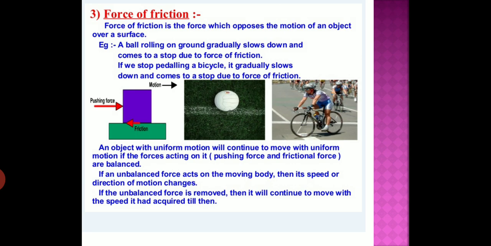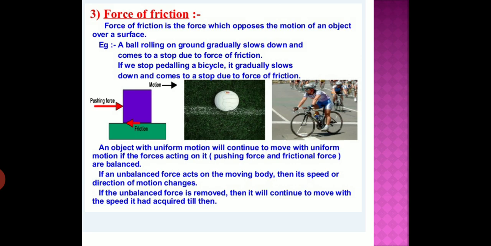Where is this friction? Between the bottom of the box and the rough surface of the floor. You can see this picture. Understand? So the friction force is opposite to the pushing force. The pushing force is balanced, and therefore the box does not move. Even if you push the box harder, the box still does not move, because the frictional force still balances the pushing force.